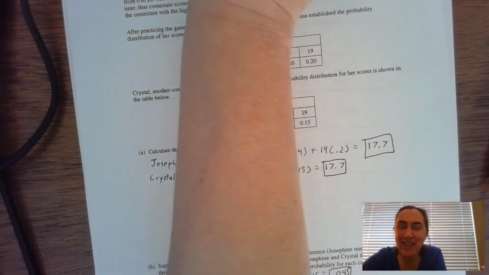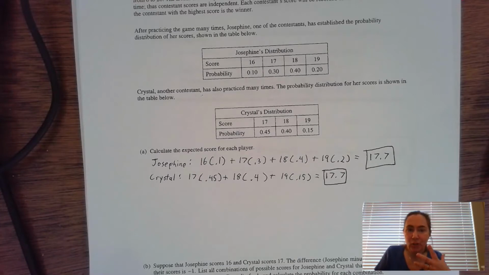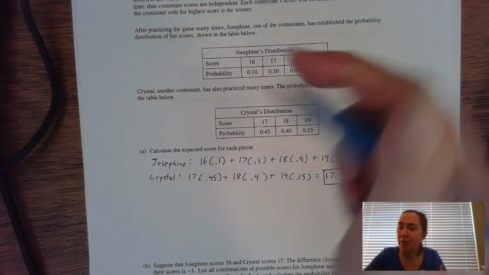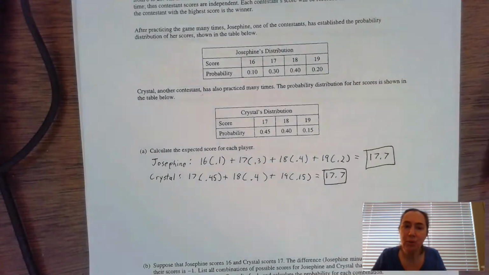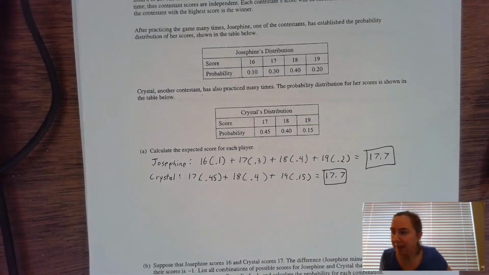All right, we're going to take a look at an FRQ about Josephine and Crystal, and they have a local arcade and they get points, and we have two discrete probability models, one for Josephine and one for Crystal. And part A says calculate the expected score.